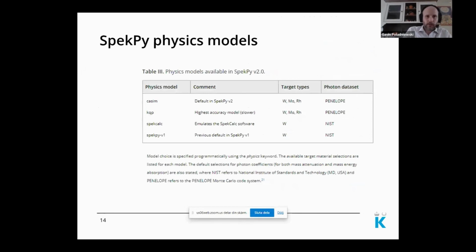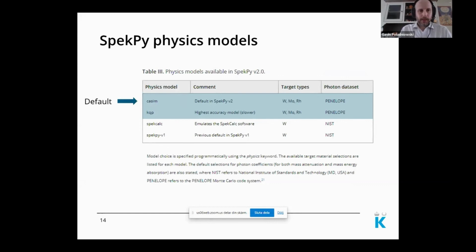I need to say a couple of words about the models in SpecPy. I've mentioned that what I'm concentrating on is SpecPy version 2. There was an earlier version. There are several models available for legacy reasons and for educational reasons, but the two main ones which we suggest most people should be interested in are KSIM, which is the default one, and KQP, which is the best, the highest accuracy model, which isn't the default purely because it's a bit slower.